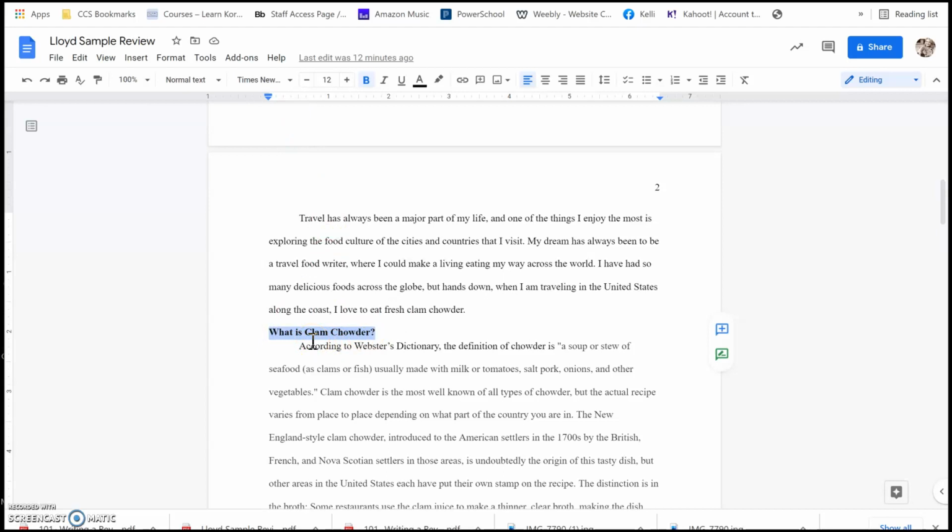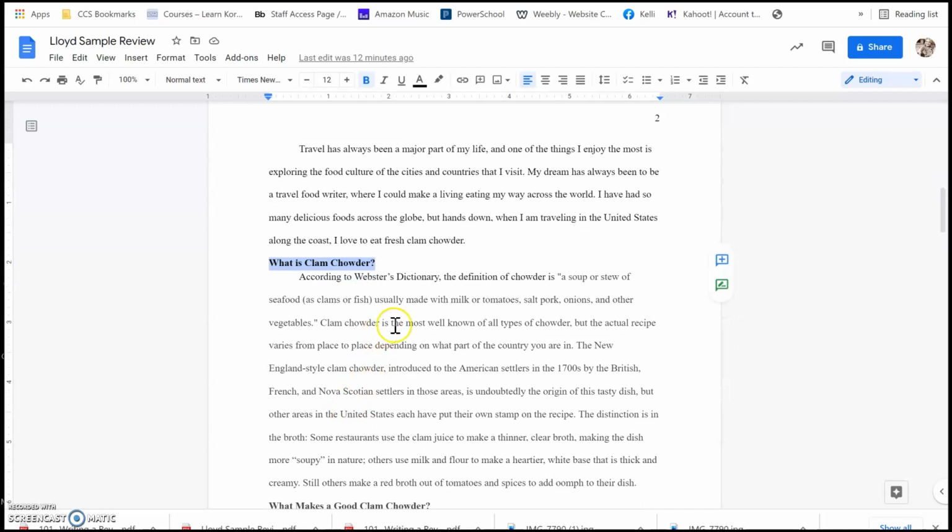I established what chowder is, and then I'm very specific in talking about what clam chowder is, because it is the most well-known of all types of chowder. There's all different kinds. You can do potato chowder and corn chowder and chicken chowder, all kinds of things. But I gave you the definition of chowder, and then I gave the definition, or the parameters, I guess, for what clam chowder is and what's usually in clam chowder.